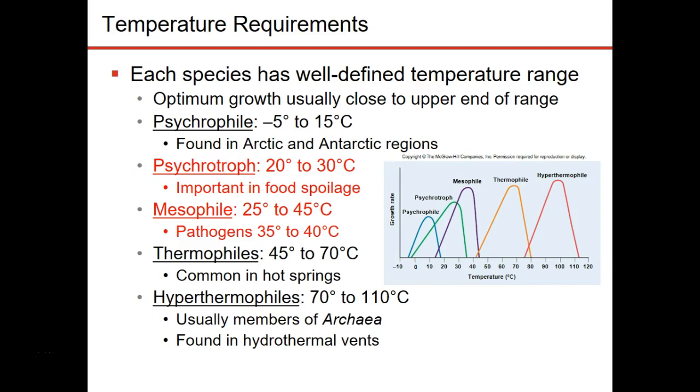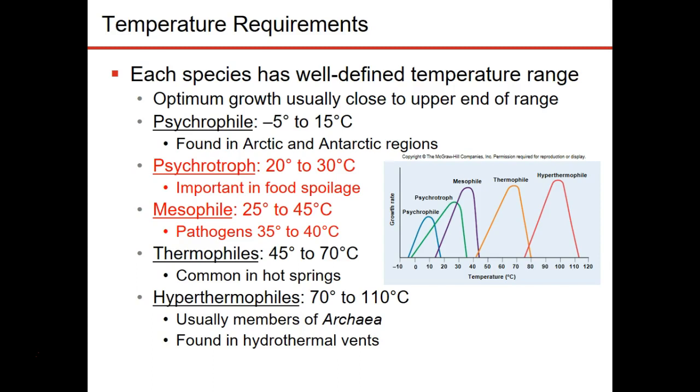Mesophiles then are the organisms that grow best between 25 and 45 degrees Celsius. That's their range. And they grow most effectively between 35 and 40 degrees Celsius, which happens to be human body temperature or close around there. So our temperature is 37 degrees, which means these tend to be our pathogens.